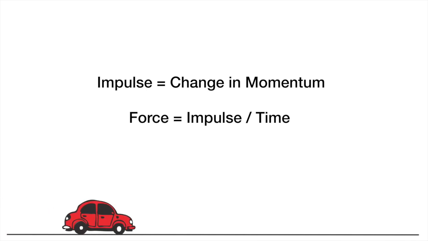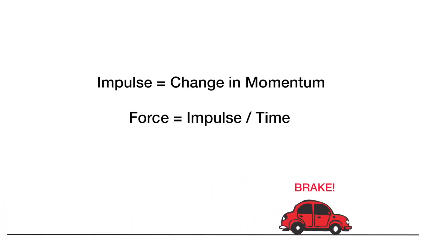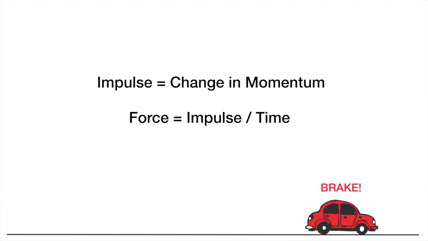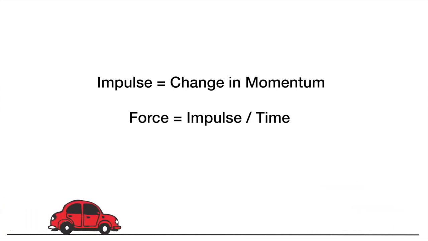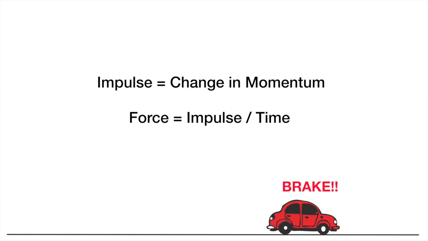To understand this intuitively, imagine a car speeding down an empty road. When you hit the brakes, a constant force is applied to the car. The value of the force is the change in momentum of the car, or the impulse of the car, divided by the time it takes to stop. So if the car were to brake harder, you'd see this translate into the car stopping sooner.